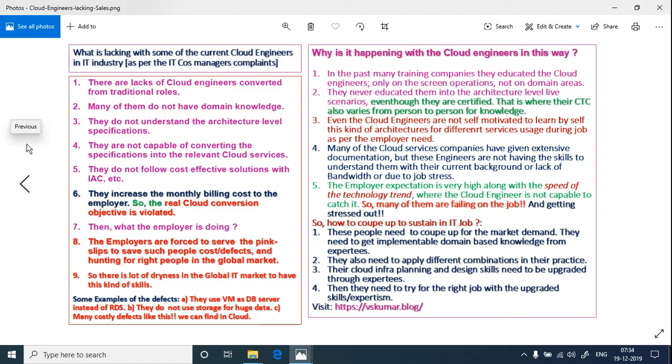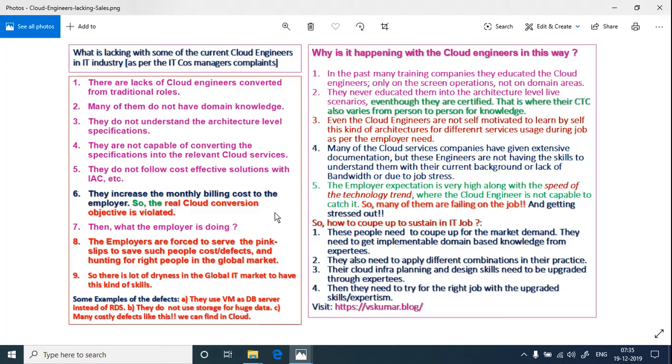Yes, there are cloud engineers who are very competent, having learned all these things by spending years in the job roles. They are able to cope with the expectations of the client or employer. But others increase the monthly billing cost to the employer, so the real cloud conversion objective is violated. Because of lack of knowledge, instead of using one service they'll use other services. Maybe they can increase the number of VMs unknowingly, and those VMs lie around for months, and then the monthly billing goes beyond the budget allocation when the finance department sees it.